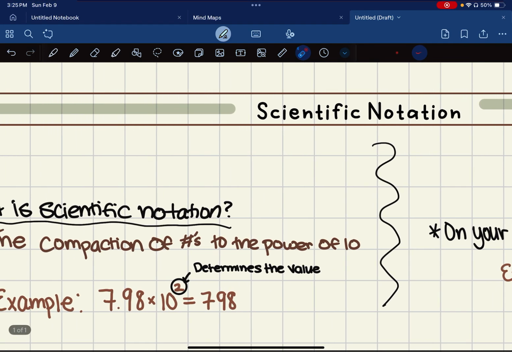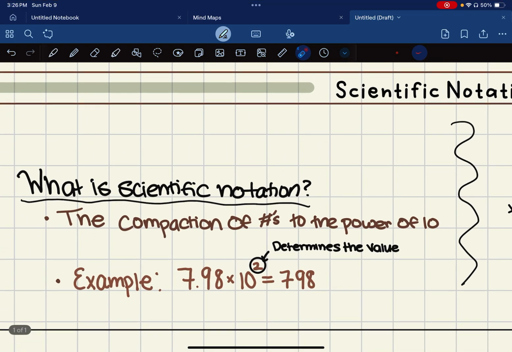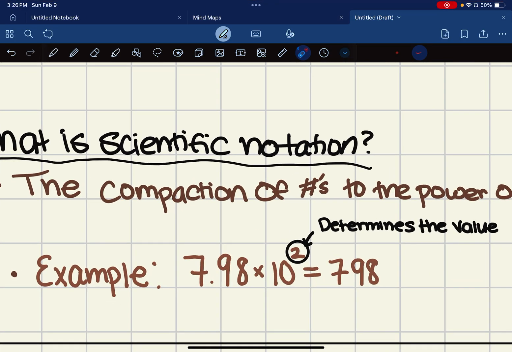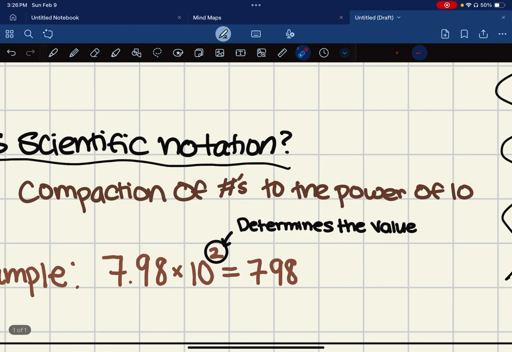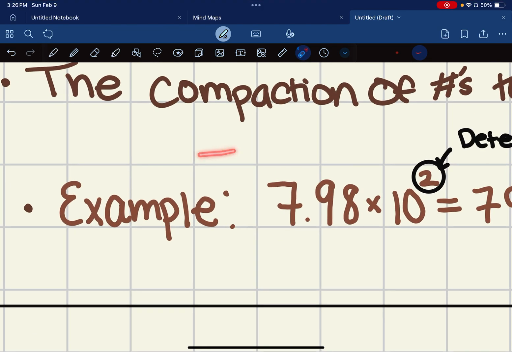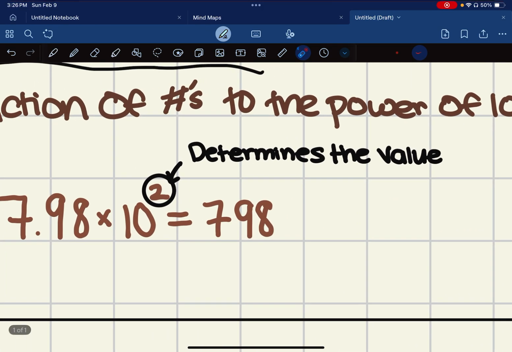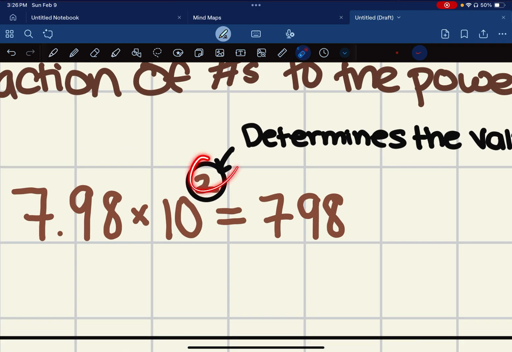So first we're going to start on what is scientific notation? Well, scientific notation is the compaction of numbers using powers of 10. So for example, we have 7.98 times 10 to the power of 2, which equals 798. So the 2 right here, the power of whatever the 10 is, determines the value of the number.